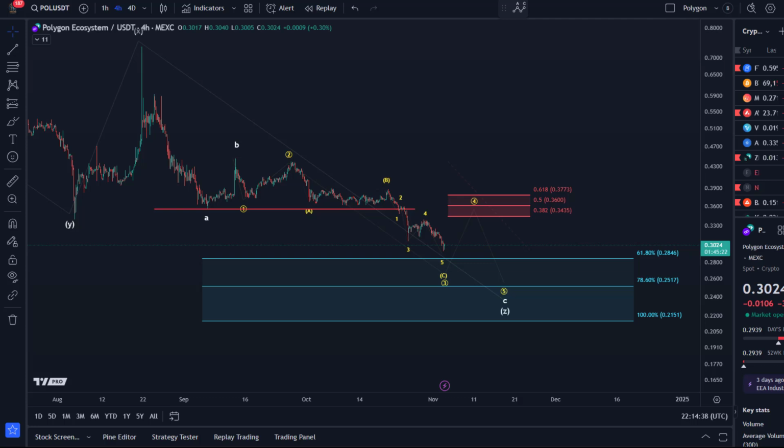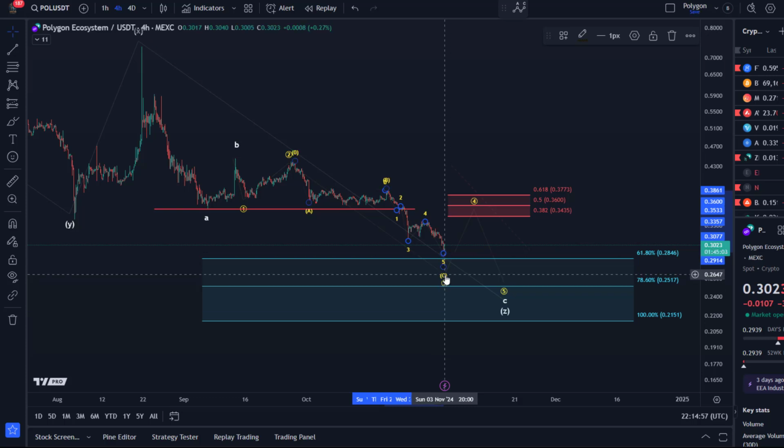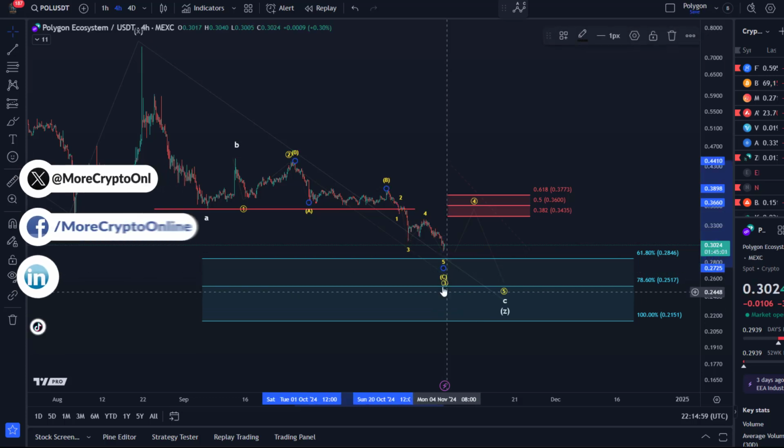Polygon has dipped a little lower. That was the expectation. We wanted to see the price form another low in wave 5 here of C of 3. The wave count remains unchanged and the price has followed the analysis nicely. It is possible that now, at any point, this internal fifth wave is complete within wave C of 3.